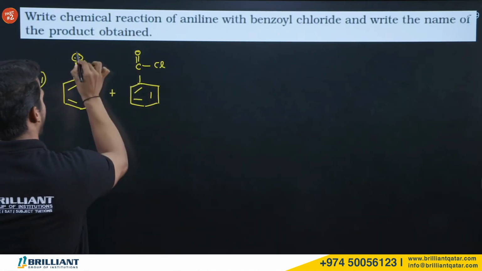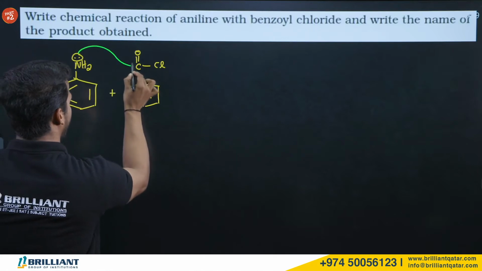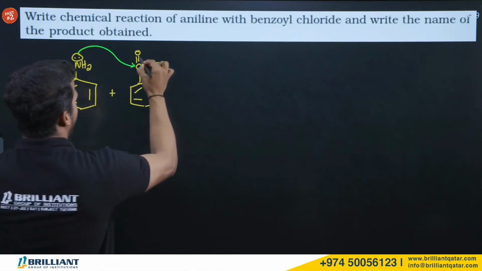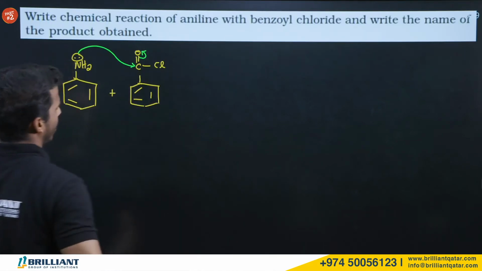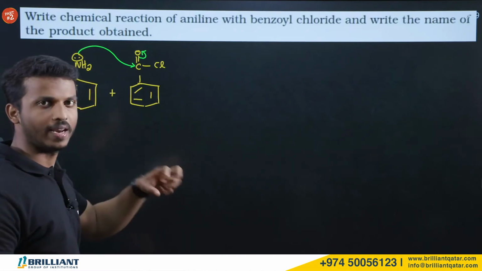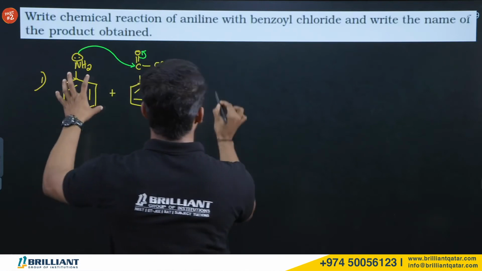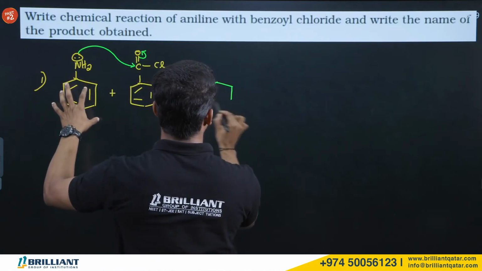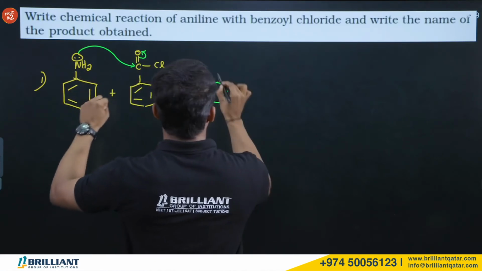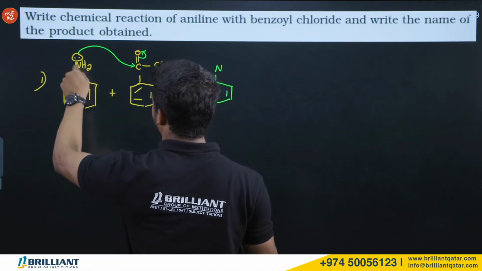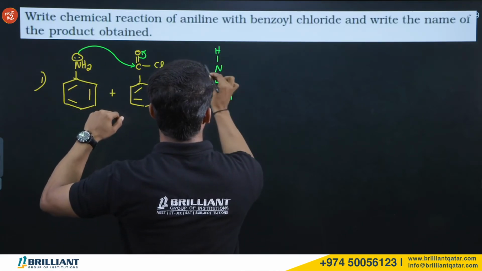Nitrogen has a lone pair. By donating this lone pair, it will attack this carbonyl carbon, and one of the bond electrons shifts to oxygen. Now oxygen carries a negative charge. Let me write the product here. This is the starting material I am writing. So this is the benzene ring. Here we have nitrogen, right? Nitrogen contains 2 hydrogens.